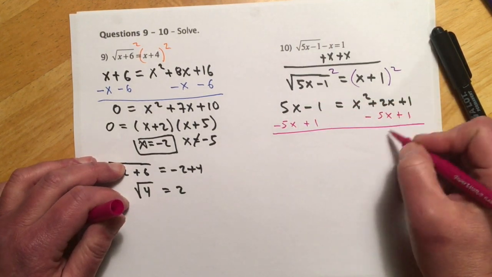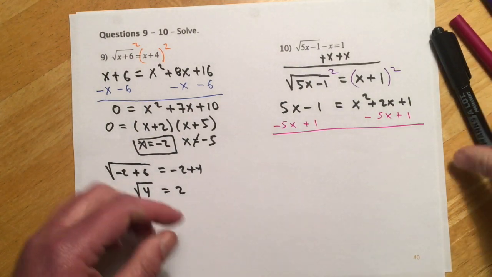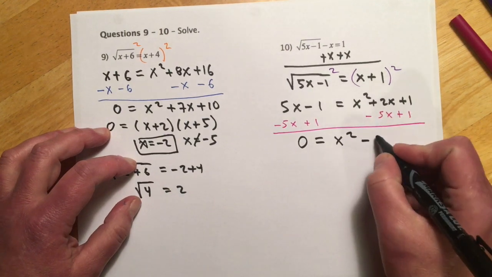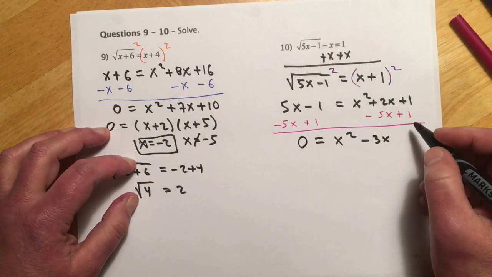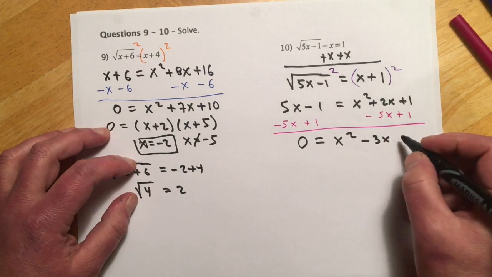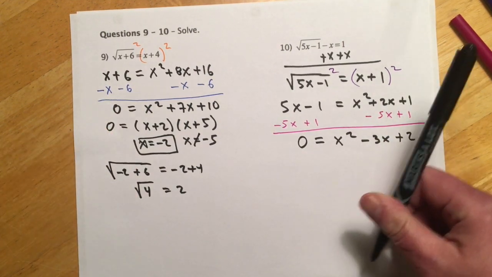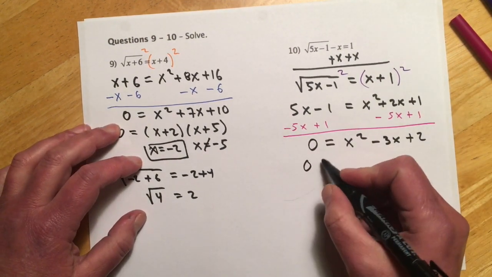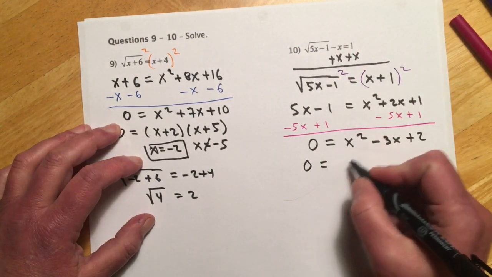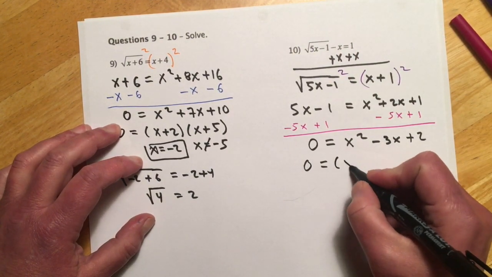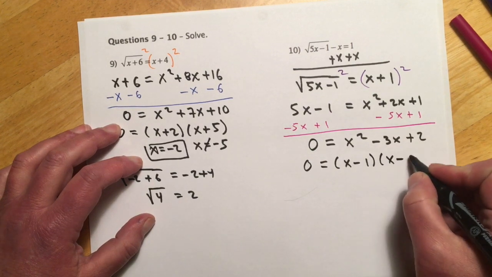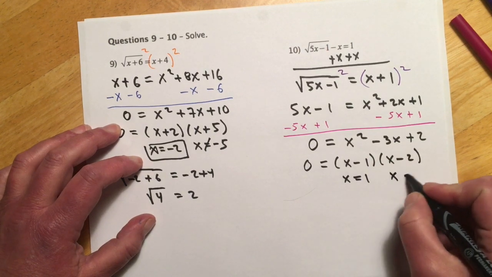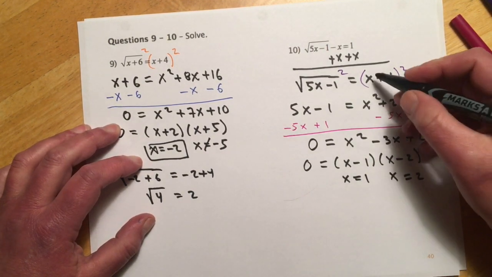So this is now 0 equals x squared minus 3x plus 2. So factoring, what multiplies to be 2 adds to be negative 3. So x minus 1, x minus 2. So solutions are x equals 1, or possible solutions x equals 2. And in this case, they both end up checking.